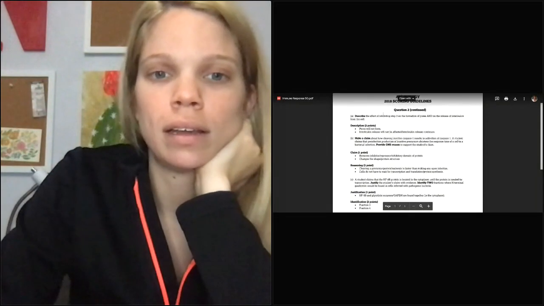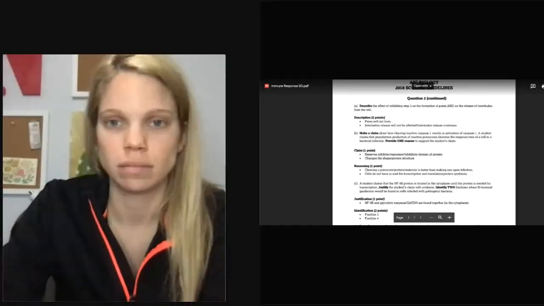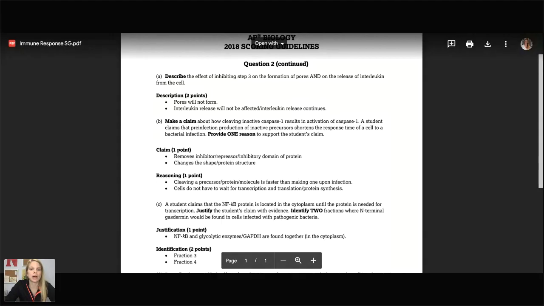So in the immune response question, it's asking, describe the effect of inhibiting step 3 on the formation of pores and the release of interleukin. So if you remember from the actual question, step 3 was when we had that gasdermin and there were some pores. So that gasdermin is what is opening the pores. If you get rid of step 3, the pores can't open, stuff can't get in and out.